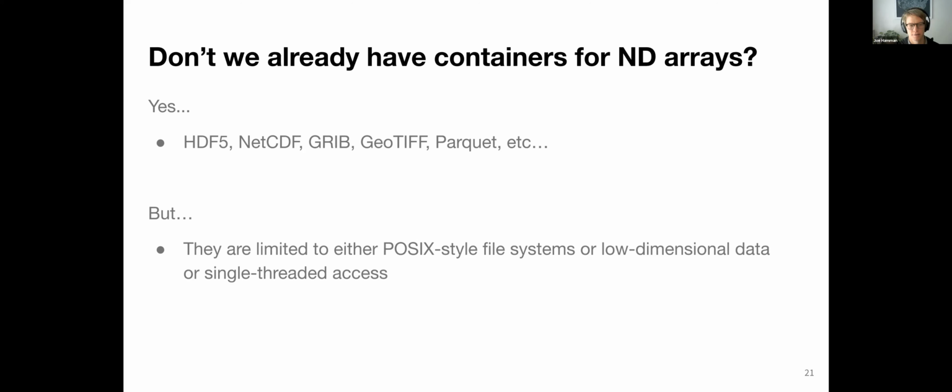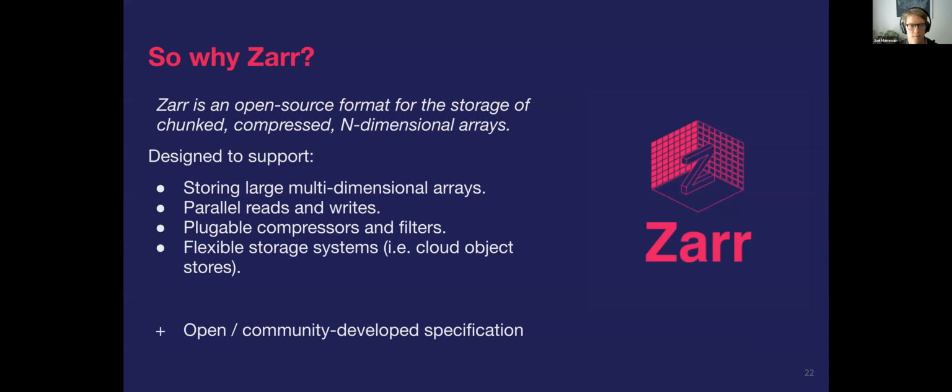But, and this is why we're here, they're limited in one way or another. Some of these are limited to POSIX style file systems. They might be limited to lower dimensional data. GeoTIFFs tend to be 2 or 3D maximum. Parquet is tabular data, for example. Or they might only support single-threaded access, which makes parallelization difficult. So all of these have challenges, and Zarr is trying to fill the space there a little bit.